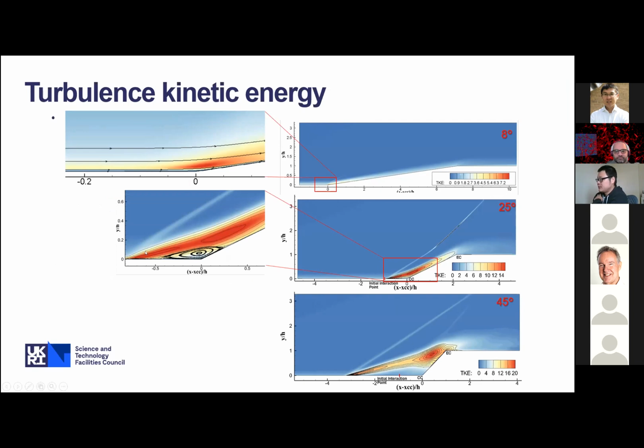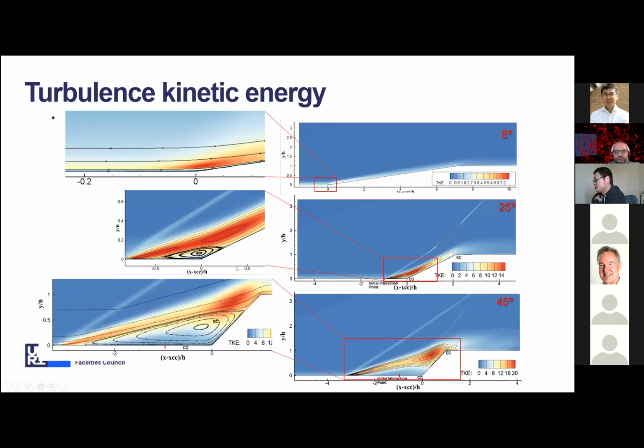And we observe two peaks. One is above the separation bubble. The other is downstream of the reattachment line. For the 45 degrees, the separation zone is even in a wider area.